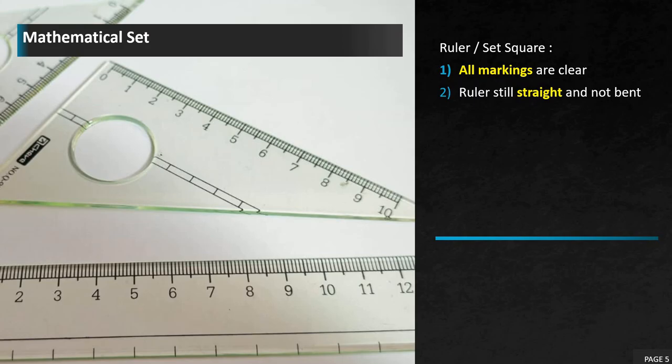And also take note, for some of your rulers, the markings might be faded, and please make sure the markings are all perfect when you bring the ruler in, the set square as well. Make sure the markings are visible when you're using it, and also make sure you don't play with your ruler until you bend it and it's no longer straight. So the ruler must be straight, must not be bent, because if you need to measure any length during the exam, the accuracy will be gone. So that's a few things you need to take note of for the mathematical set.